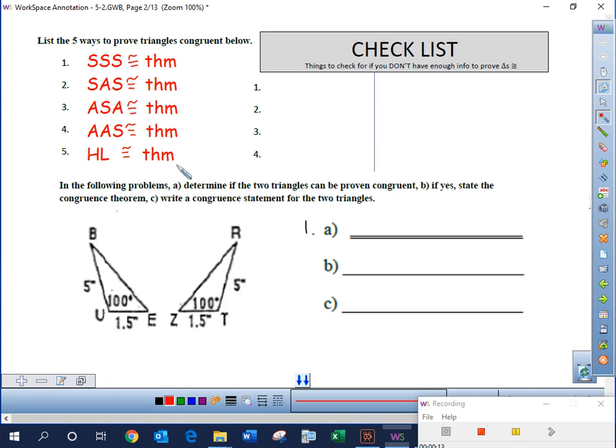So you can pause the video if you need to. But now let's check this out. They say A, determine if the two triangles can be proven congruent, so yes or no. If yes, tell us why, and then part C, write the congruent statement.